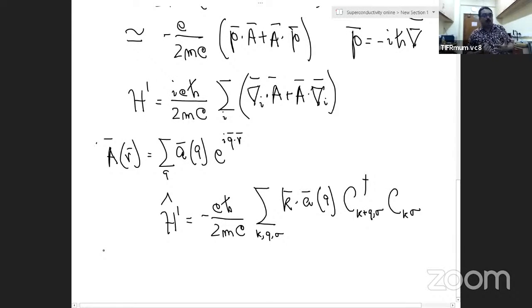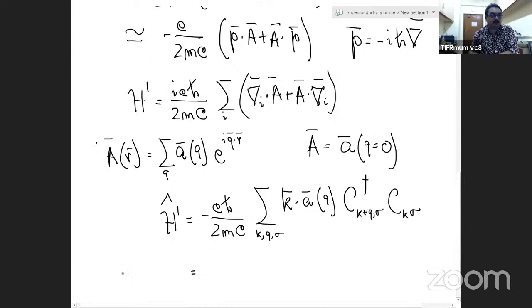However, what I want to do is to show you how to actually get the London equation. So therefore, I will assume A to be spatially independent, which means that the spatial variation of A, I will take it to be very weak. I have a uniform magnetic field if you want, and therefore what I will take is A q equal to 0.